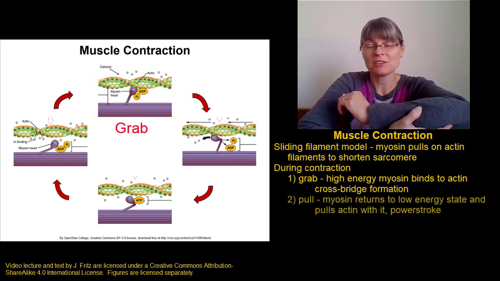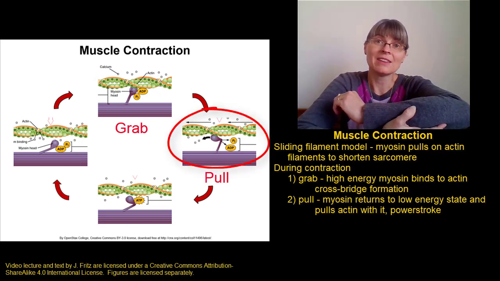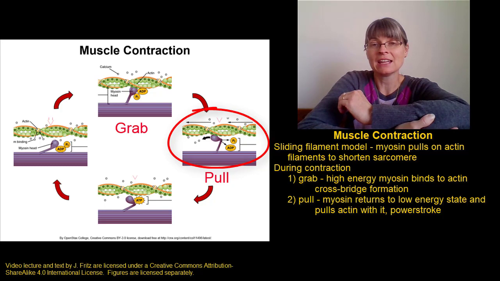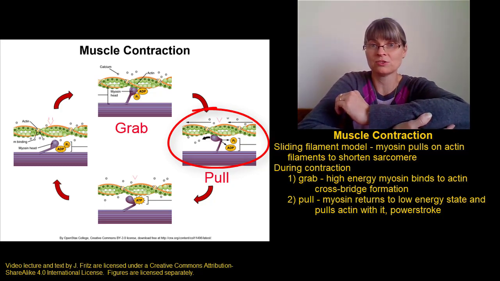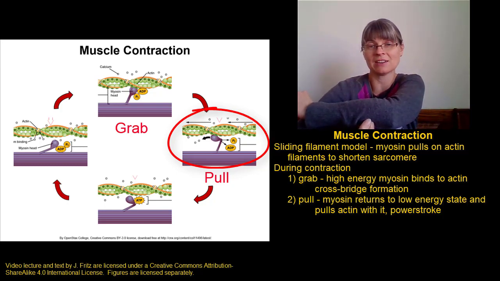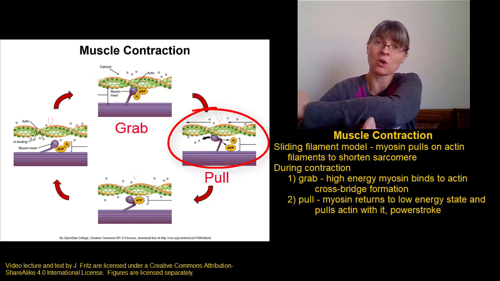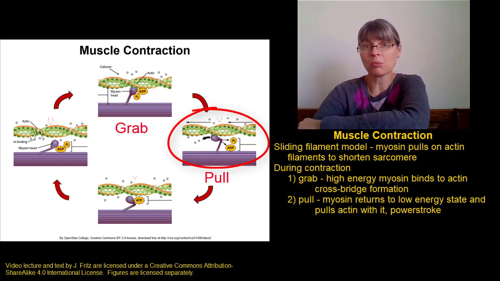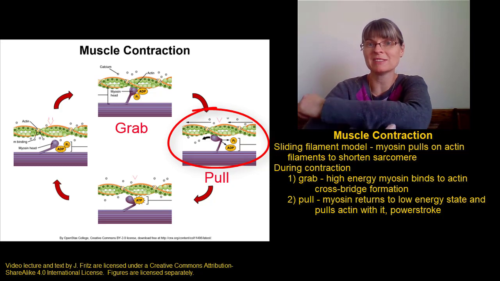The second step is what I call the pull. In this case, the high energy myosin just bound to the actin, and it's going to return to its lower energy state. So this high energy reached out myosin moves to pull its head back towards its tail, and it pulls the actin along with it. That's also called the power stroke. That's an important point because that's where the movement of the filament is actually occurring, during that pull or that power stroke.